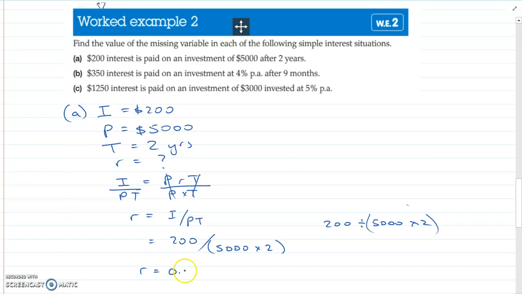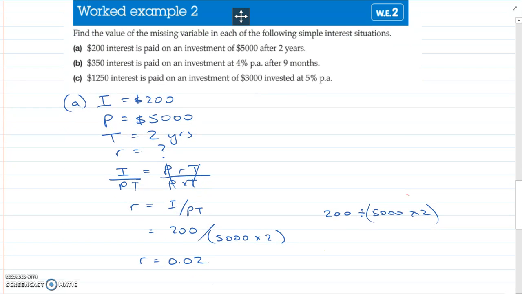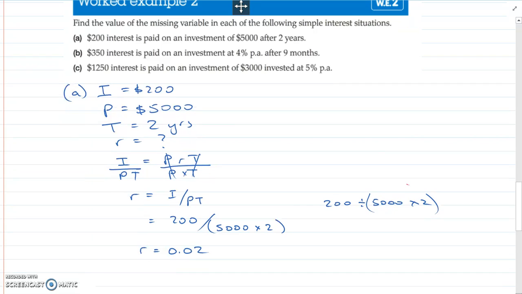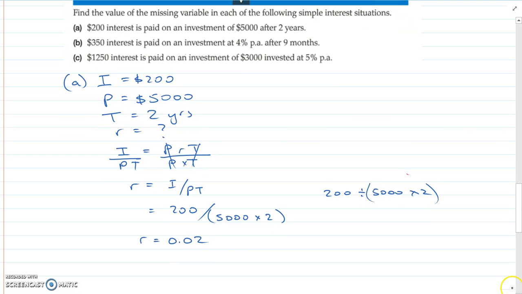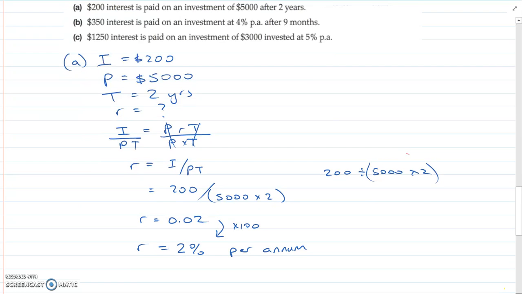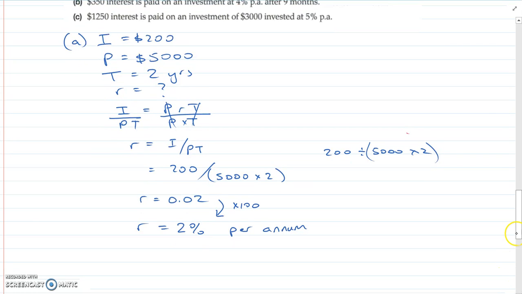So R is going to be 0.02. Okay, so R is the interest rate, that's the thing we don't know. Just remember that's given us a decimal answer, so it's not 0.02%. To make this a percent, we should really answer in percent, so we have to times that by 100, and R is going to be 2%, and of course that is a per annum interest rate. Alright, let's do the next one.